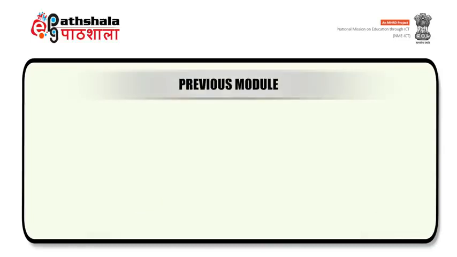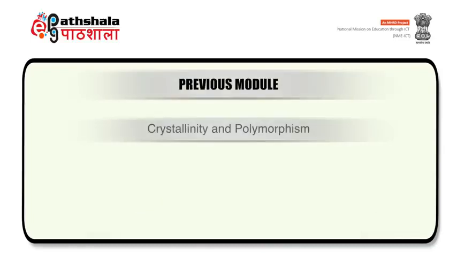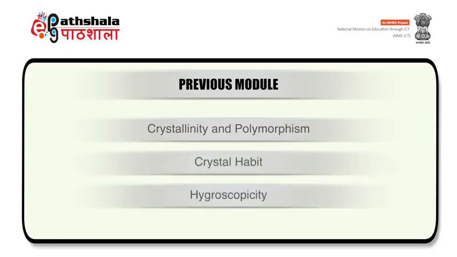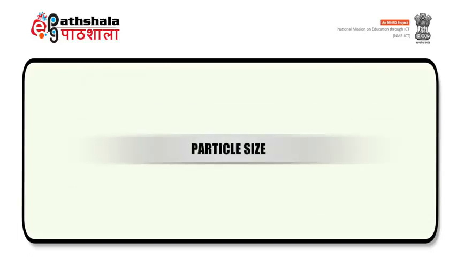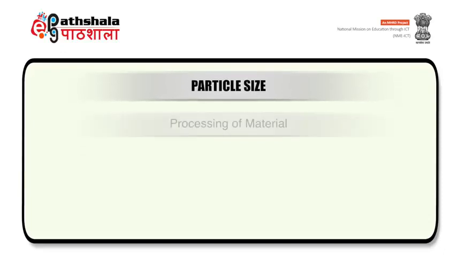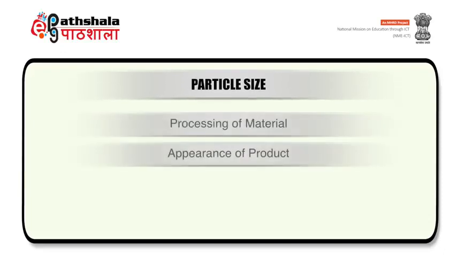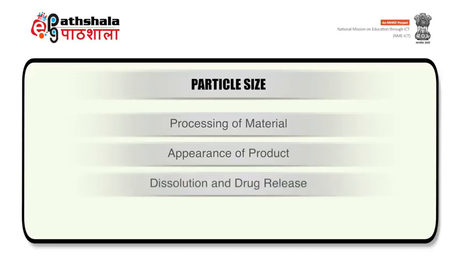In the previous module, we have studied crystallinity, polymorphism, crystal habit and hygroscopicity. Now, we move on to the next very important parameter, that is particle size. As discussed above, the study of particle size before product development is important because particle size plays an important role in processing of materials, appearance of product, dissolution and drug release, and stability of product.